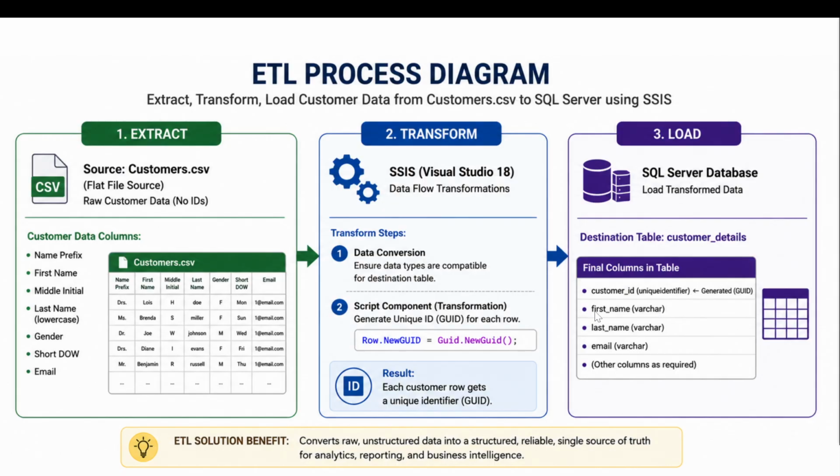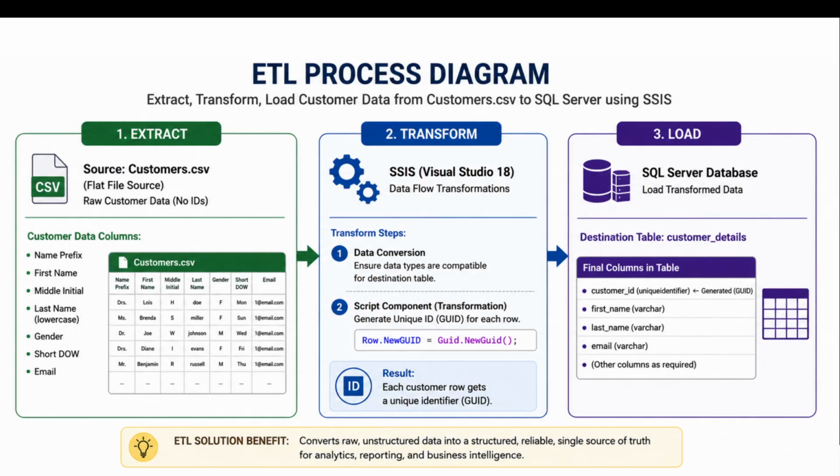We're going to have these columns the same as in the CSV file, but there's going to be an additional column named customer ID, which has a unique identifier generated by the system. This process can be done not just for CSV files, it can be done for Excel or any flat files. So this is extract, transform, load.